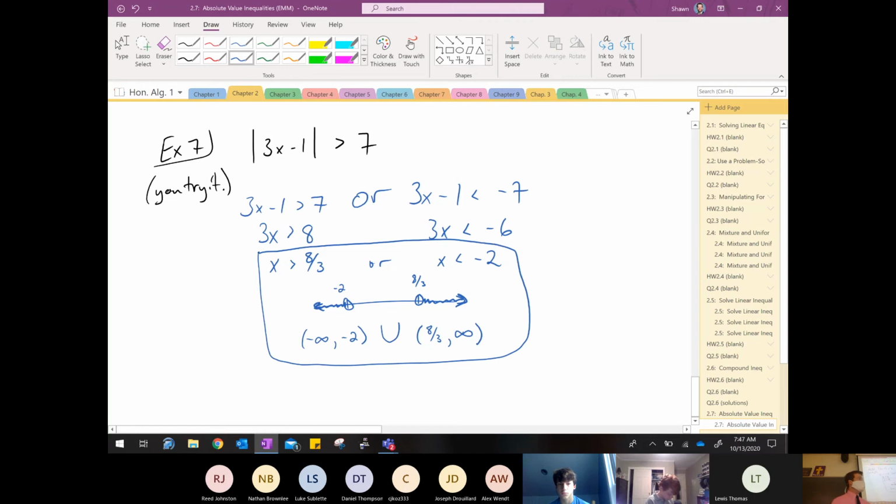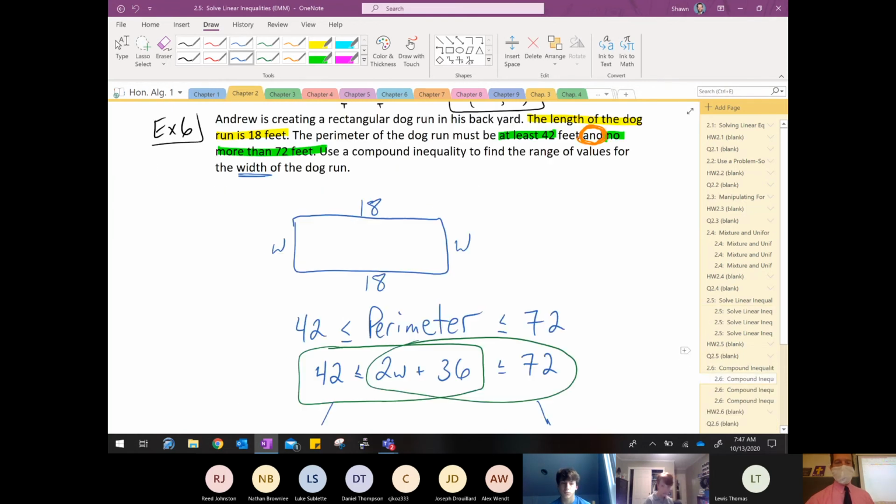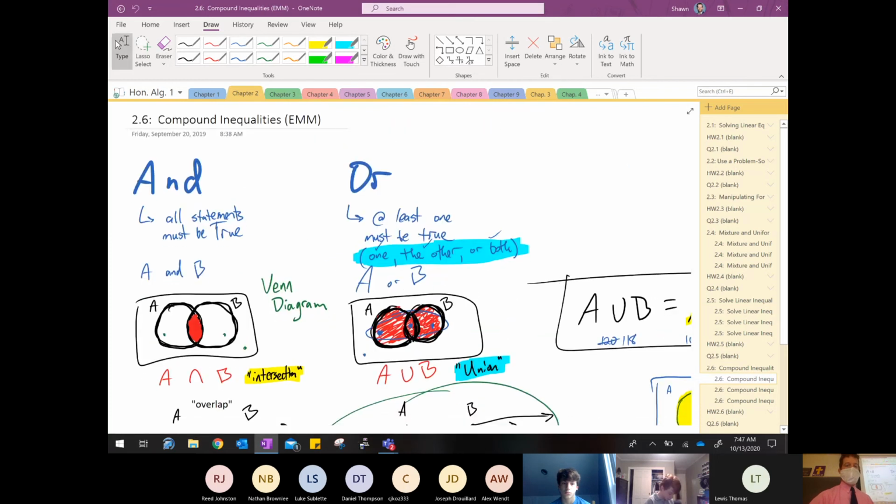So the union of those two. I'll show you what I mean. I'm going to teach this to my 9th graders today. Let's see here. 2.6, wasn't it? 2.6. So this was when we had. Yep, there we go.